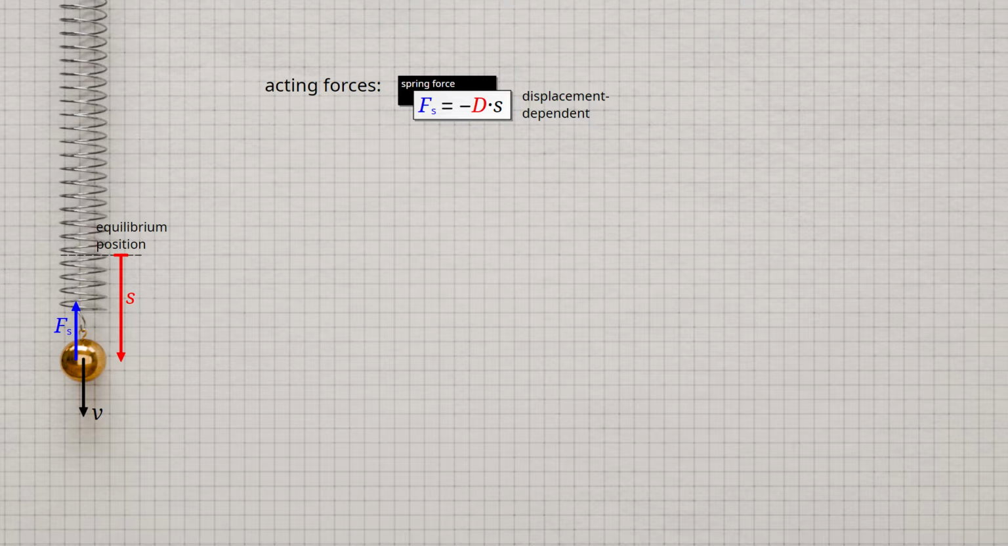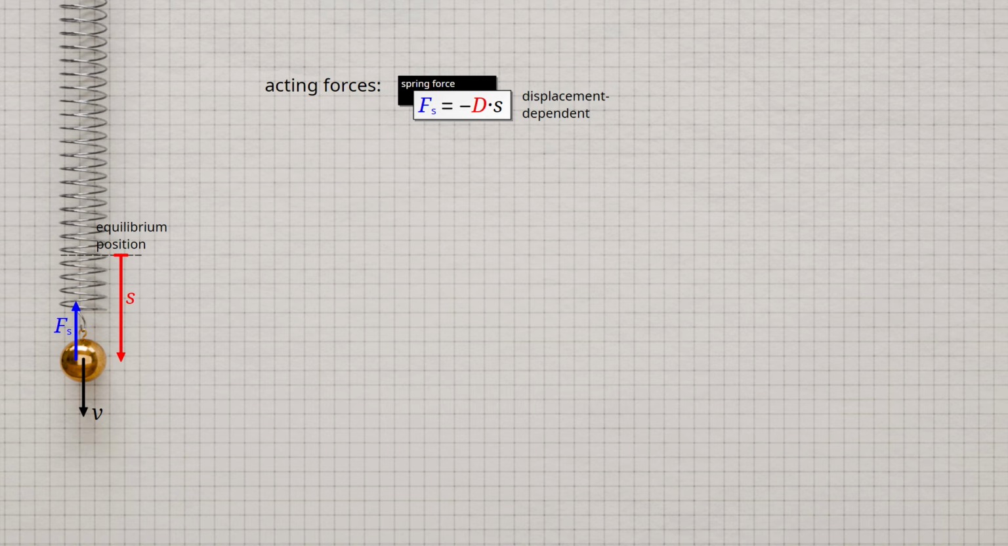Since the spring force always acts in the direction opposite to the displacement, this is expressed mathematically by a negative sign. Note that the weight of the mass has already been fully compensated by the static displacement that defines the equilibrium position and therefore does not need to be considered separately. This was explained in detail in the video about the vertical spring pendulum.